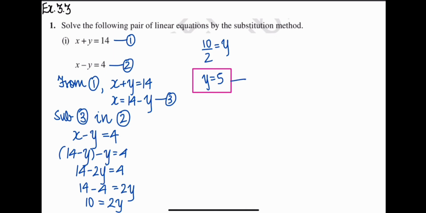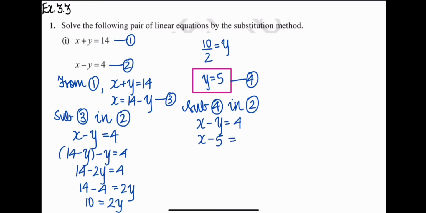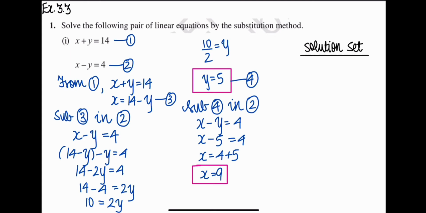Now we'll substitute the value of y in the second equation. x - y = 4, which we already know. Since we substituted the value of 5 instead of y, we got x = 4 + 5, which is equal to 9. Now it's always important to establish a solution set. Here we write the value of x and y.